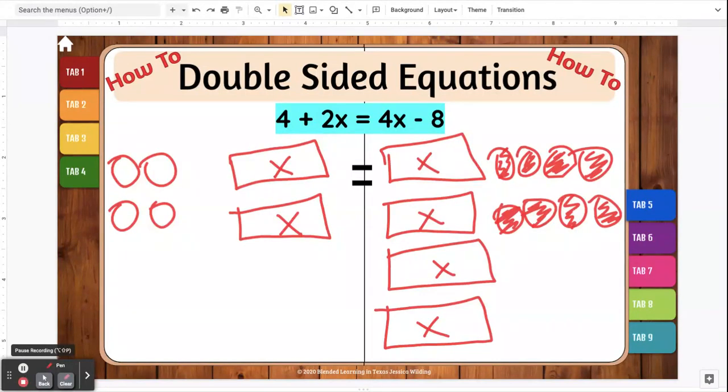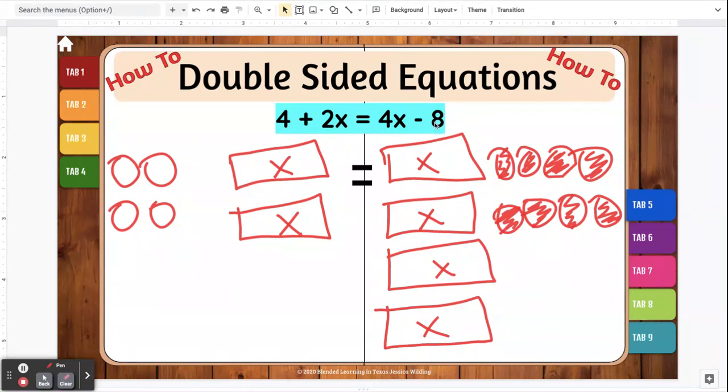All right, so let's look at the picture that was drawn. We have 4 open or unshaded circles to represent our constant 4. We have 2x represented with 2 groups of x. On the other side of the equal sign, we have 4 groups of x that represent 4x and 8 shaded in circles to represent negative 8.